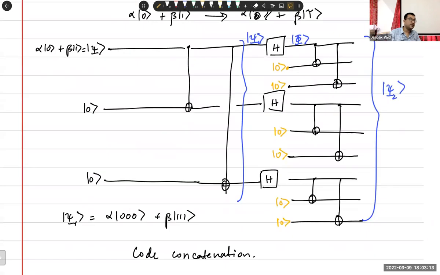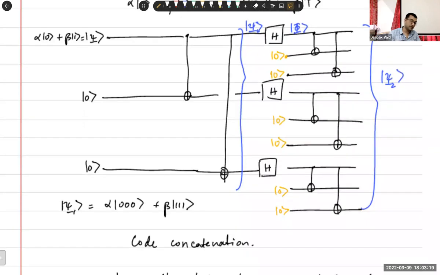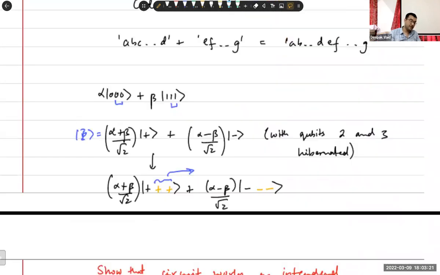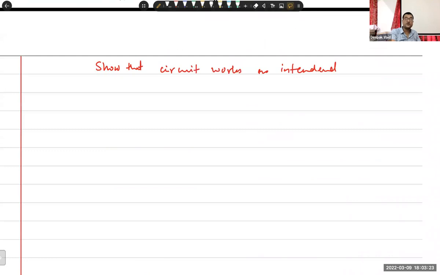But I hope that you all can look at this and feel reasonably confident from what you know so far that this will indeed be the case. But it's not completely trivial. So you should definitely sit down and work it out, because there are all kinds of signs, pluses and minuses that one should take into account.